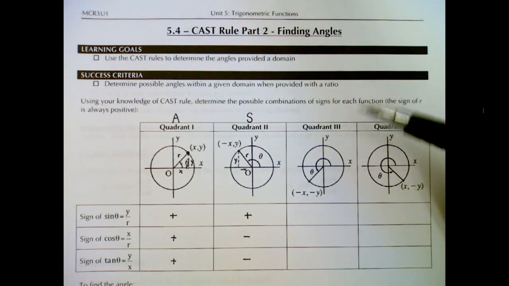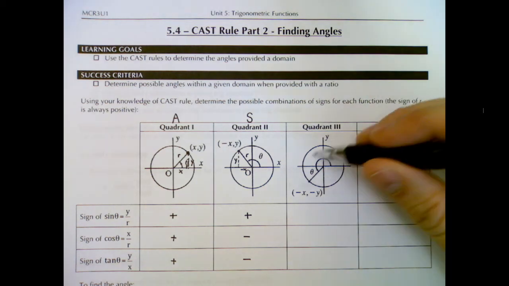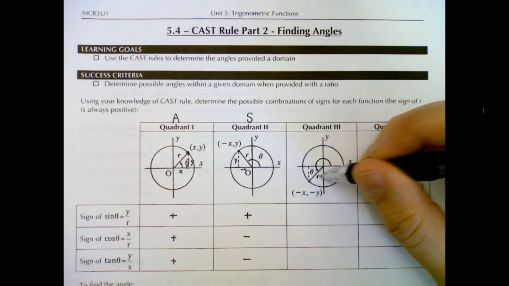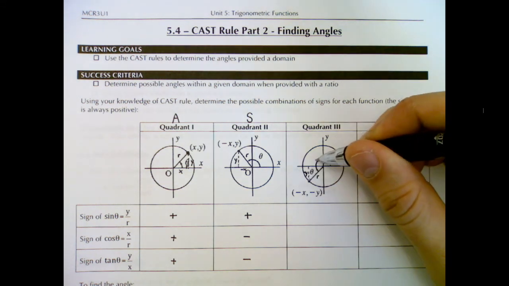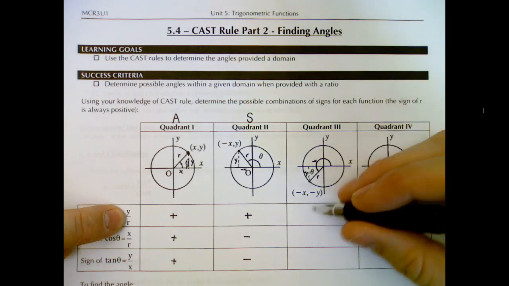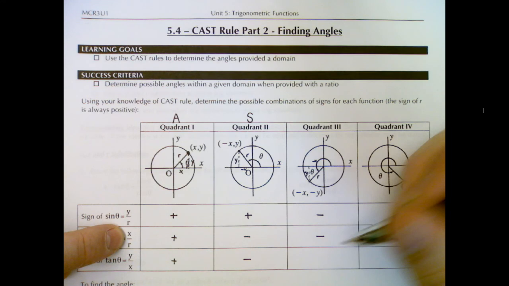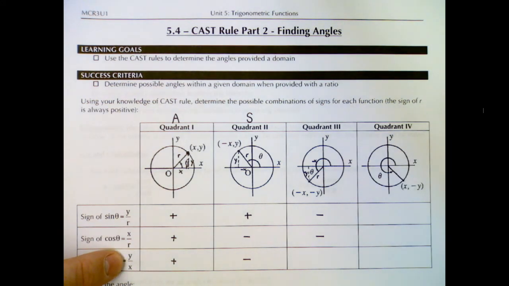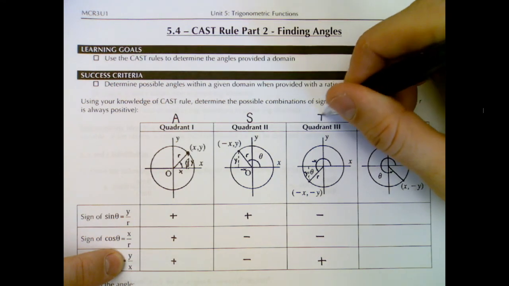In quadrant 3, negative x and negative y. R would still be positive because the radius of a circle is always positive, but we've traveled down, so negative y, and to the left, negative x. And if we look at our ratios, for sine, we'd have a negative over a positive, which would give us a negative. For cos, we'd have a negative over a positive, which would give us negative. And for tan, we'd have a negative divided by a negative, which is positive. So in quadrant 3, tan is positive.